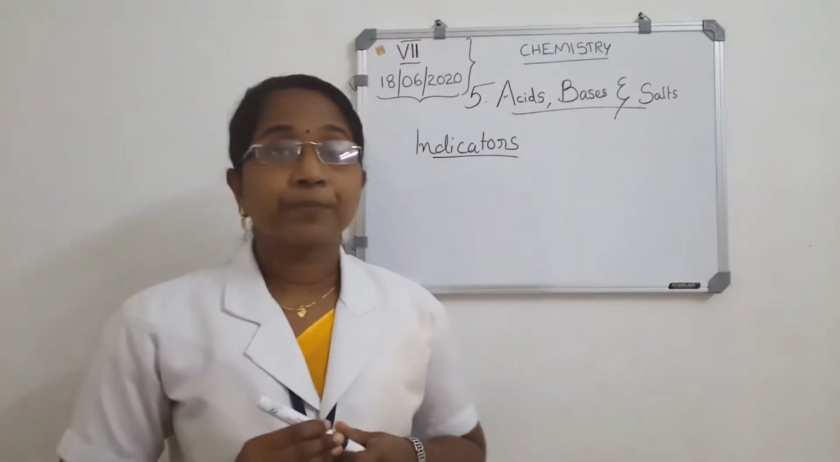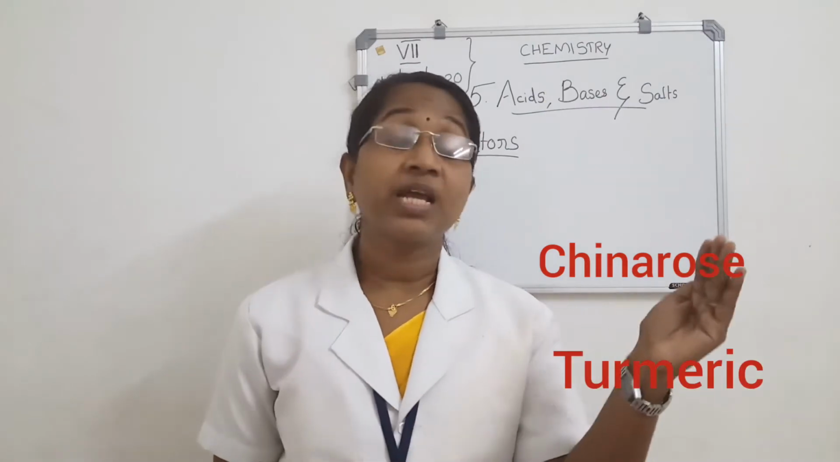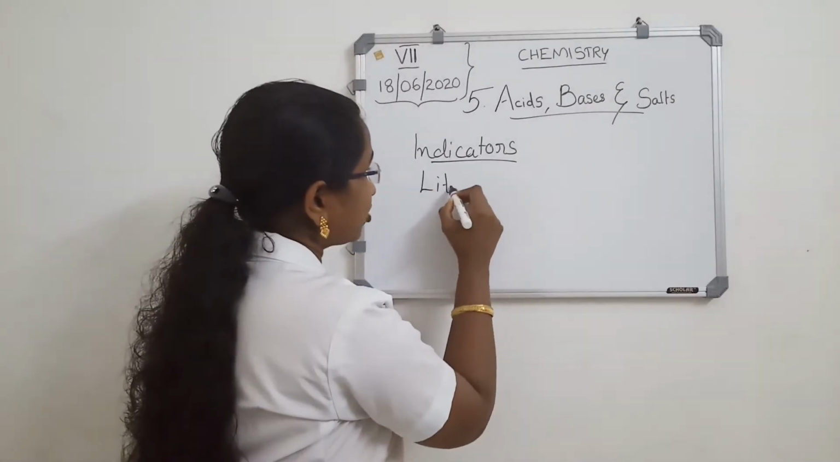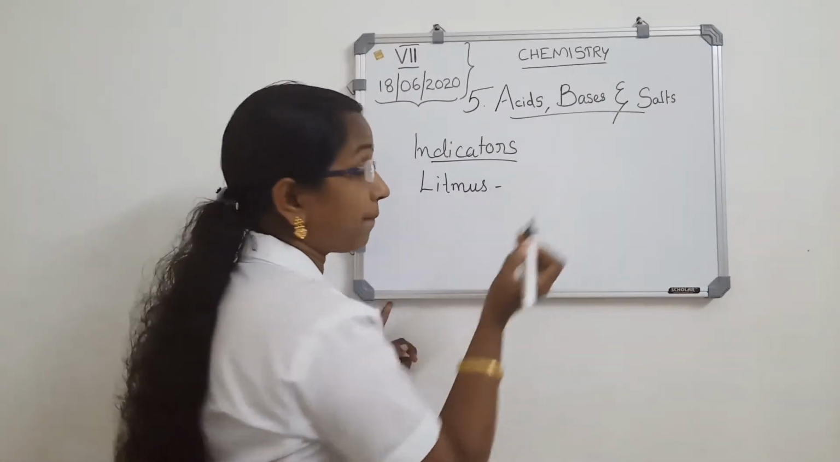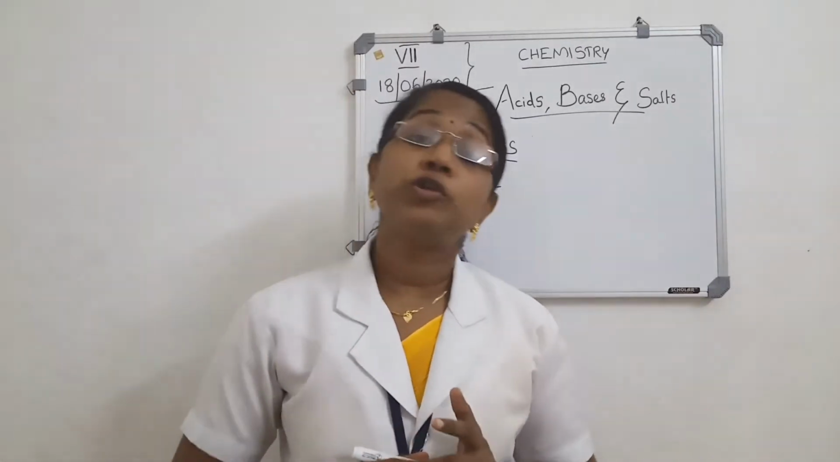For example, litmus paper. We studied the litmus paper. Then China rose and turmeric. These are some natural indicators. Let's discuss some of these indicators in detail. First one, litmus. We studied that litmus is extracted from lichens. It's available in the form of solution and also in the form of paper strips, blue and red.